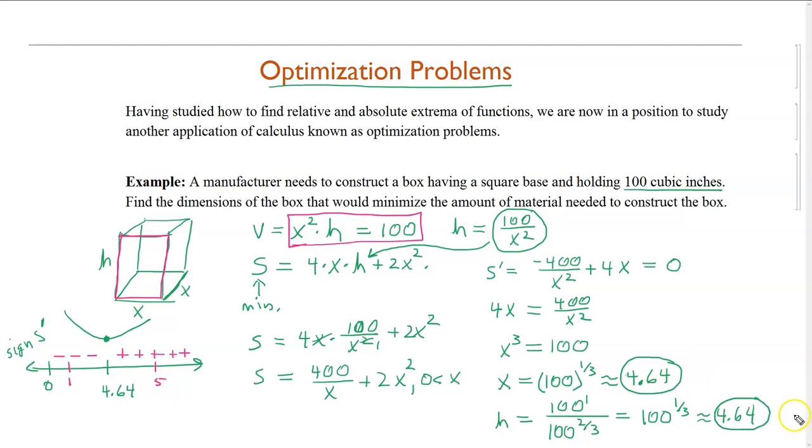So there we found the dimension of our base and our height, and they actually turn out to be the same. And that makes sense if you think about it for a second. So the dimensions of a box that minimizes the amount of material needed to construct it is a square box, one in which the length, width, and height are all the same. Now let's take a look at some general guidelines that we use when we're solving these optimization problems, just taking note that we really followed those guidelines as we were doing this example.